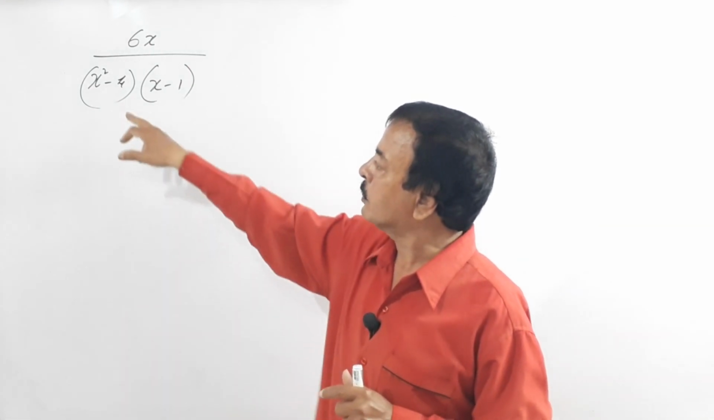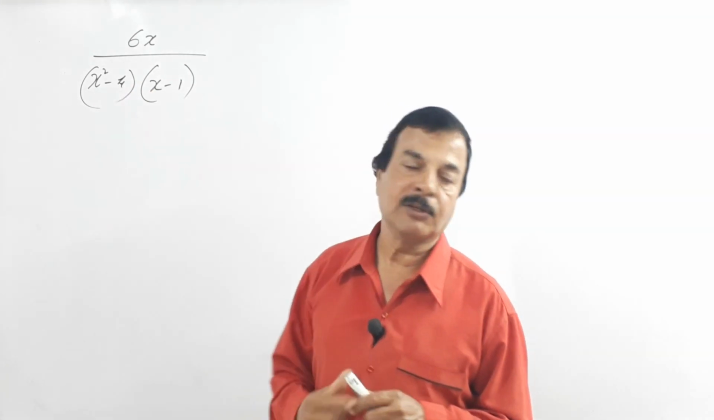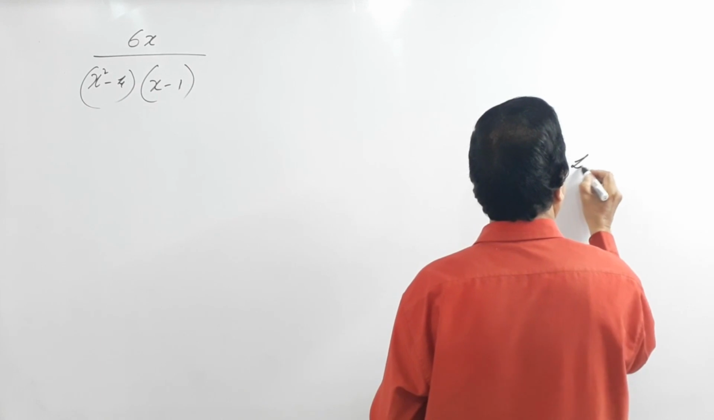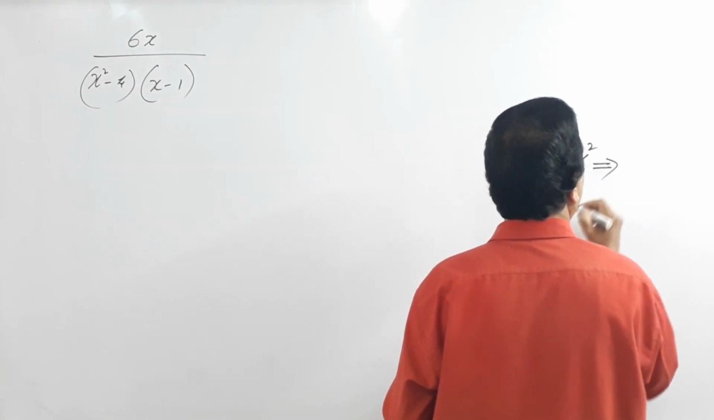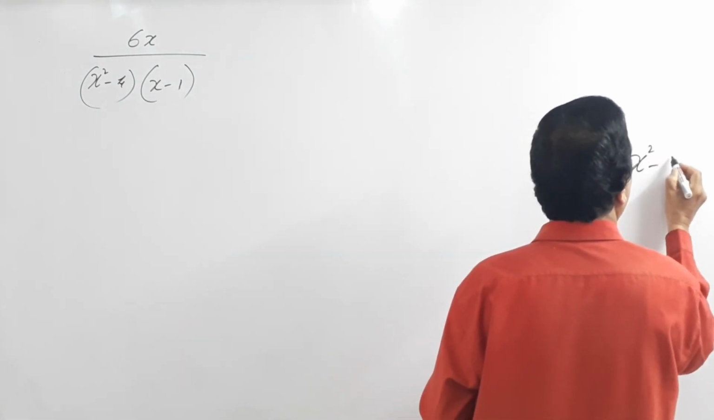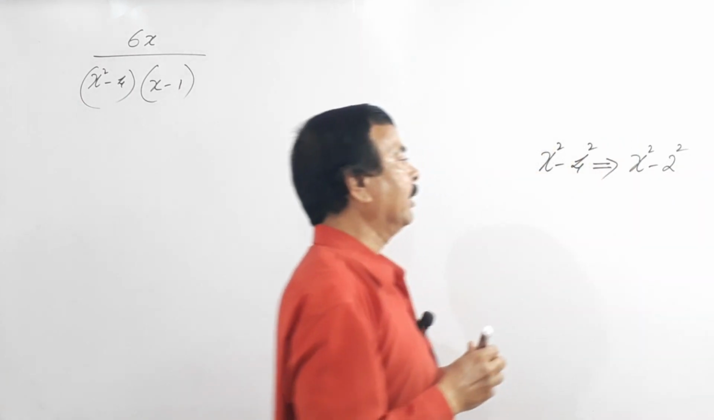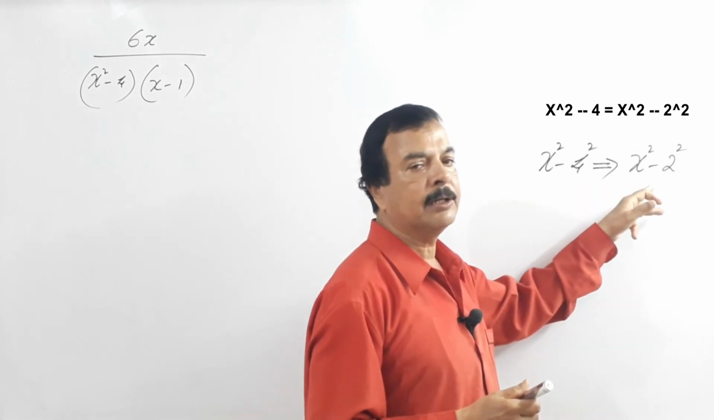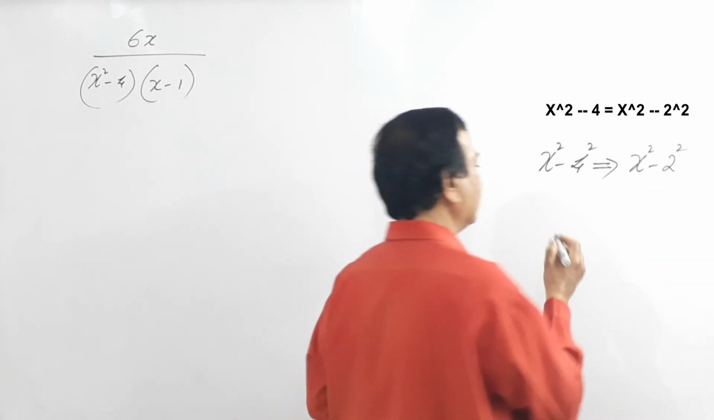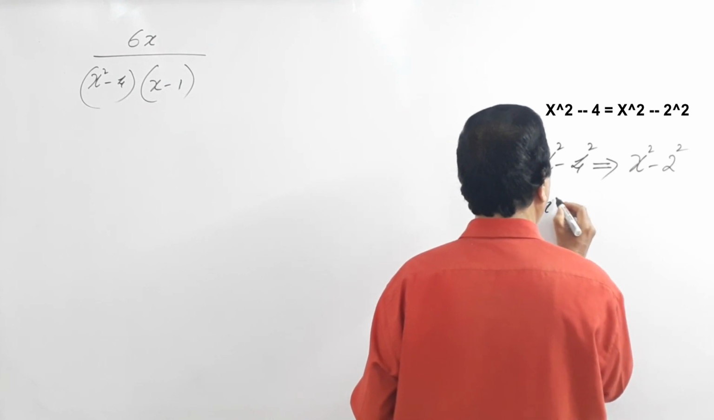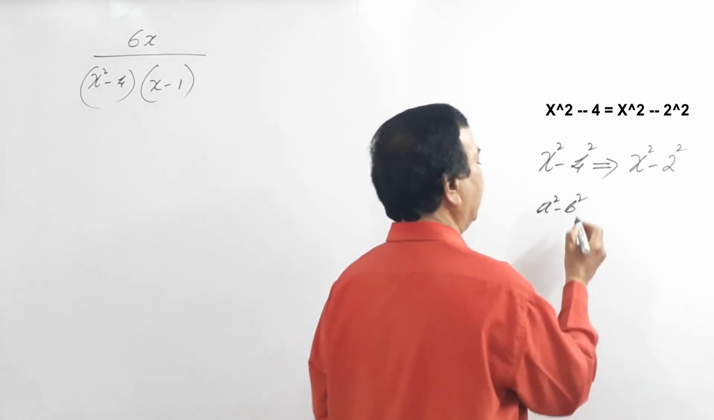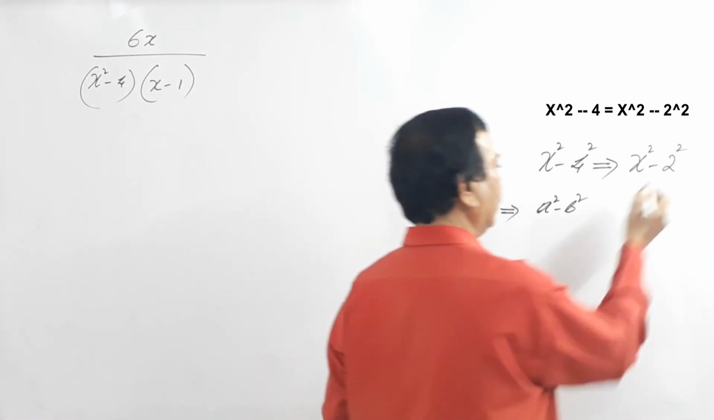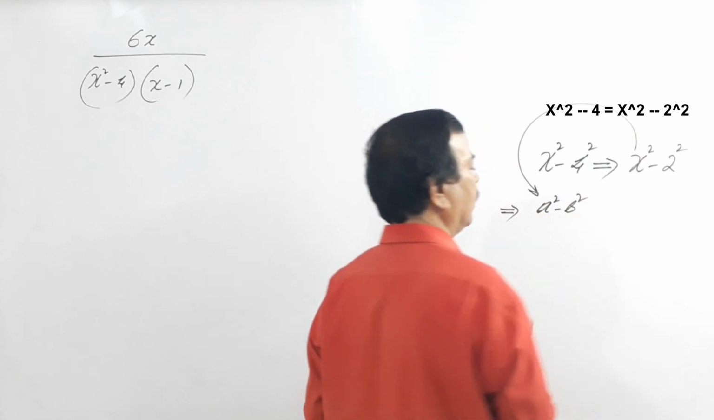So what I'll do, first I'll try to factorize this. x square minus 4 can be written as what? Can I write it like this: x square minus 2 square, isn't it? And what is this? This is of the form a square minus b square, right?